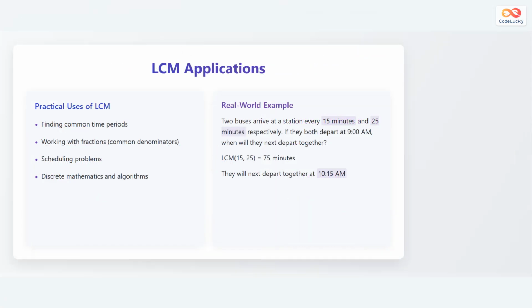Let's explore the uses of least common multiple. The LCM has various practical applications. It is used in finding common time periods, working with fractions to find common denominators, solving scheduling problems, and in discrete mathematics and algorithms. Here's a real-world example. Two buses arrive at a station every 15 minutes and 25 minutes respectively. If they both depart at 9 a.m., when will they next depart together? To solve this, we find the least common multiple of 15 and 25, which is 75 minutes. Therefore, they will next depart together at 10:15 a.m.